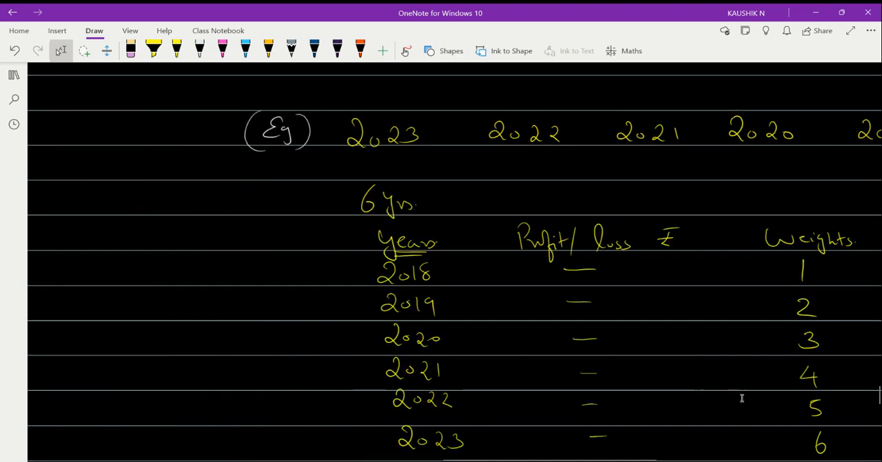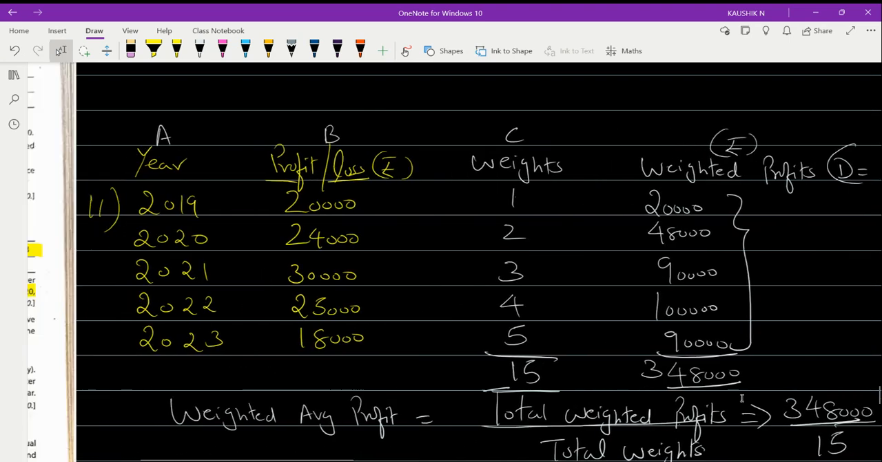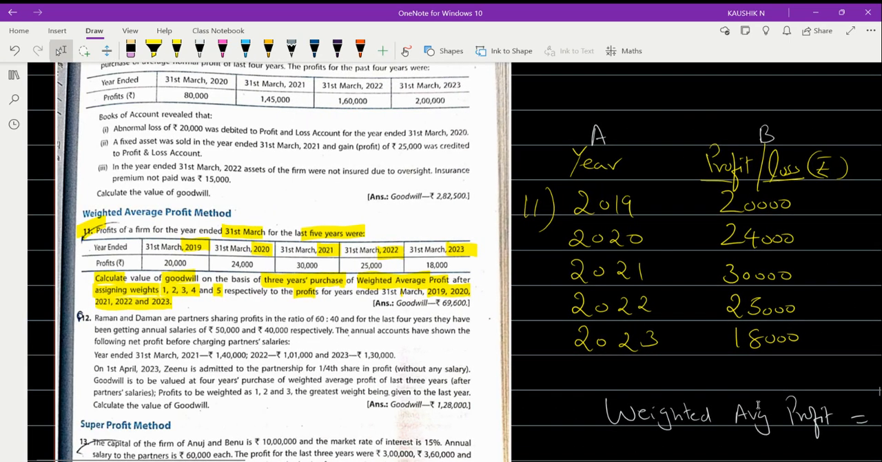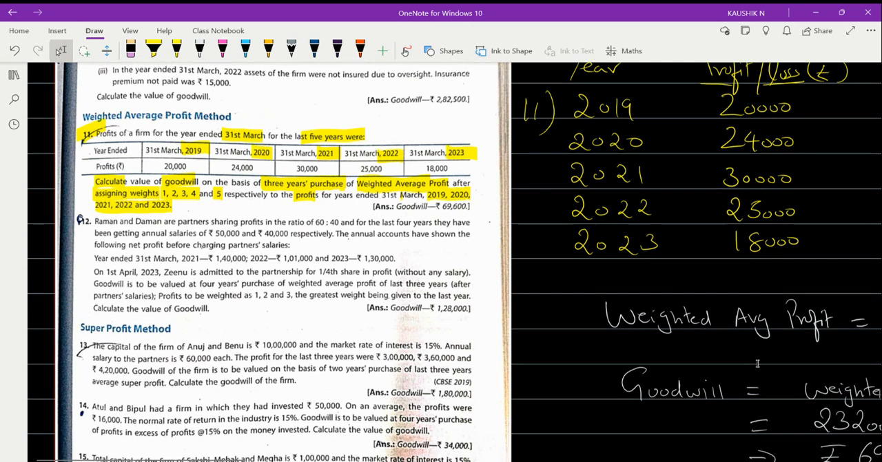Now the next method which we are going to see is the super profit method. This method we will work out once I teach you the adjustment concepts.